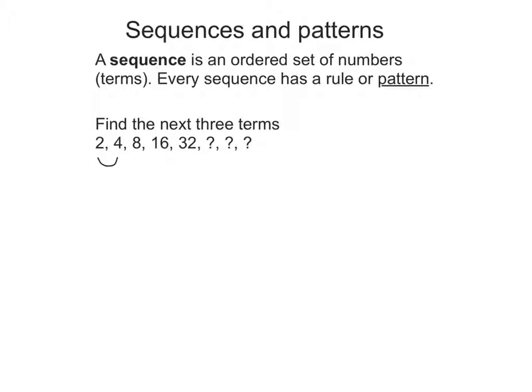So 2 and 4, well, I can get from 2 to 4 by either adding 2 or I could multiply by 2. Either way, 2 plus 2 equals 4 or 2 times 2 equals 4. Let's look at my next bridge. If I connect 4 and 8, I can think of it as adding 4 or I can think of it as multiplying by 2.